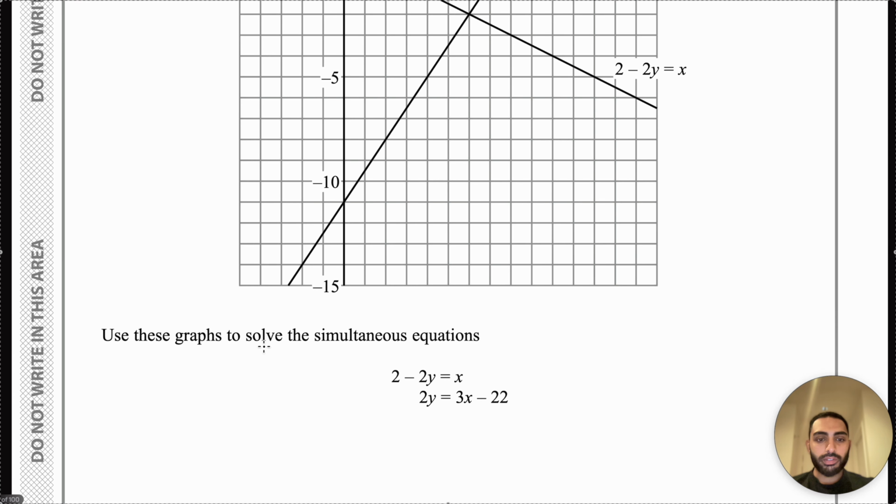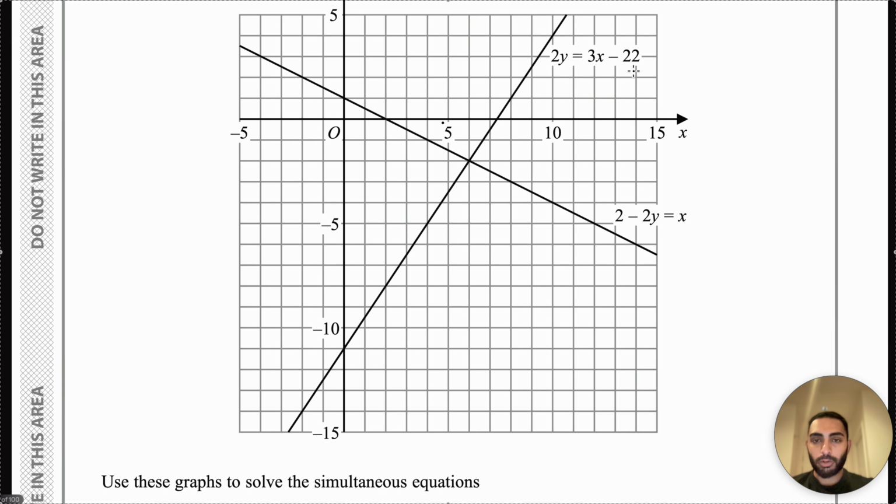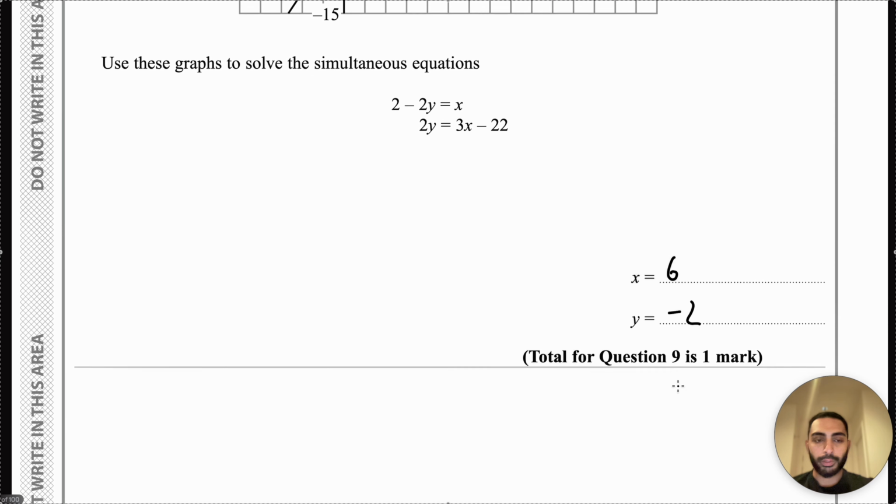Question 9. Use graphs to solve the simultaneous equations 2 minus 2y equals x, and they've already plotted that on, and 2y equals 3x minus 22, and they've already plotted that on. This one's quite simple. All we need to do here is look for the point of intersection. Just be careful when we're labeling this, what coordinate is it? Between 5 and 10 on the x coordinate, each one is going up in ones, so that would be 6 for my x coordinate. Same, it's going down by ones, so I need to count 1, 2, so it's going to be 6 and negative 2. And if you substituted both of these into either of these equations, you'd solve it. So the answer is 6 and negative 2.